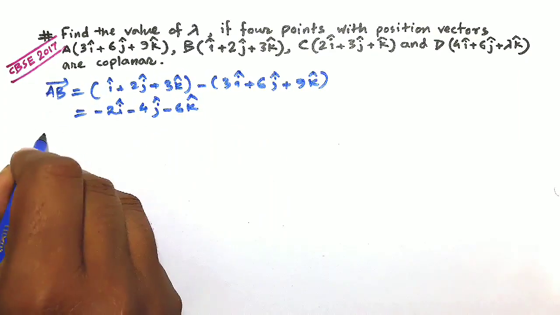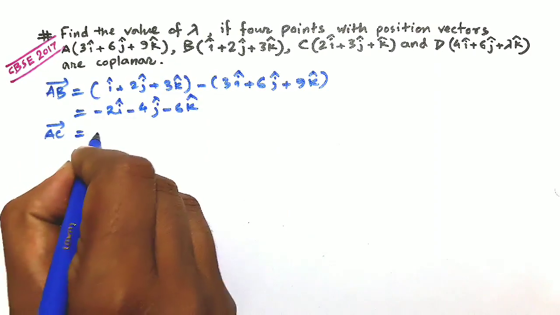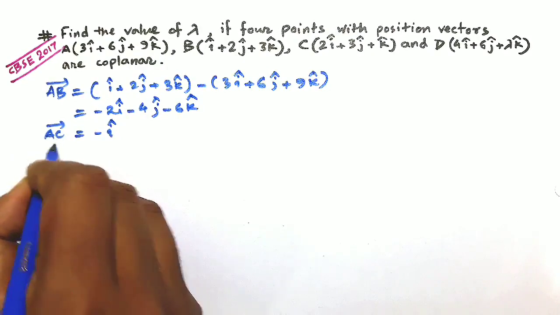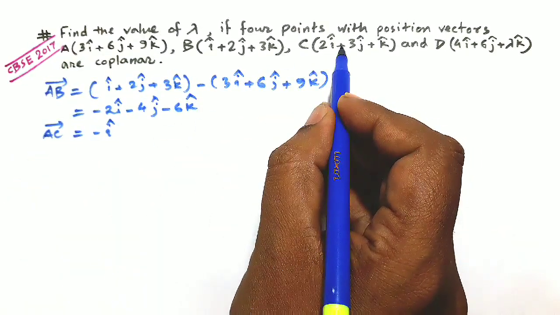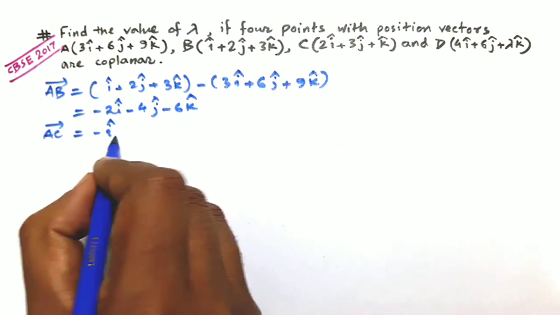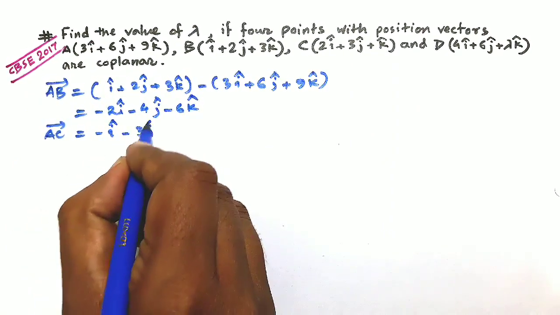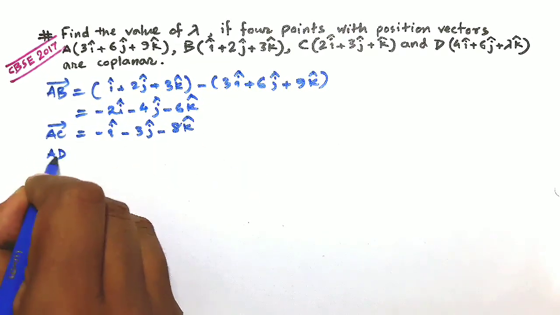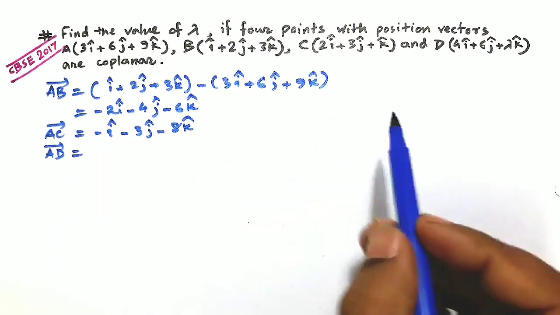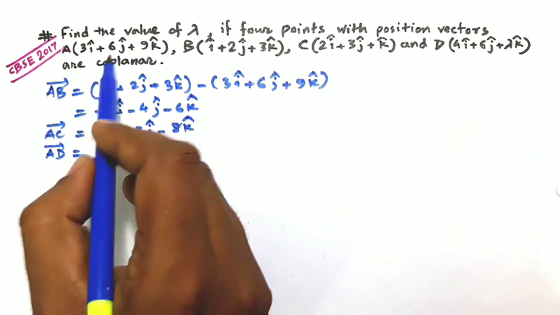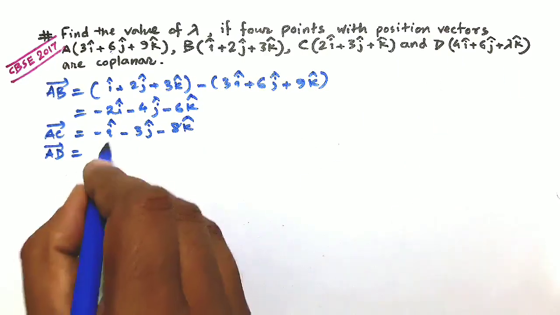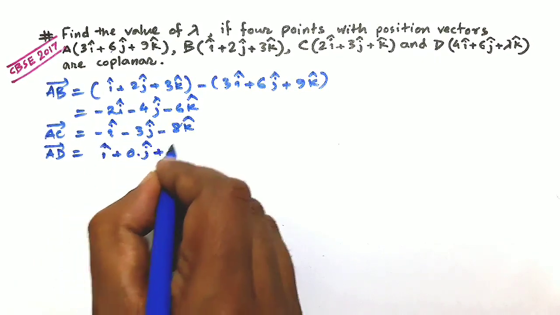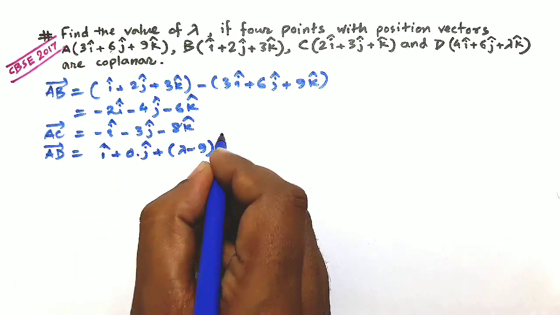Similarly, the other vectors: AC vector is equal to minus i cap, just subtracting the position vector of A from the position vector of C, that is from this one to this one. So we shall get minus i cap minus 3j cap minus 8k cap. And finally the vector AD is equal to the position vector of D minus the position vector of A. So we are getting i cap plus 0j cap plus (lambda minus 9) k cap.